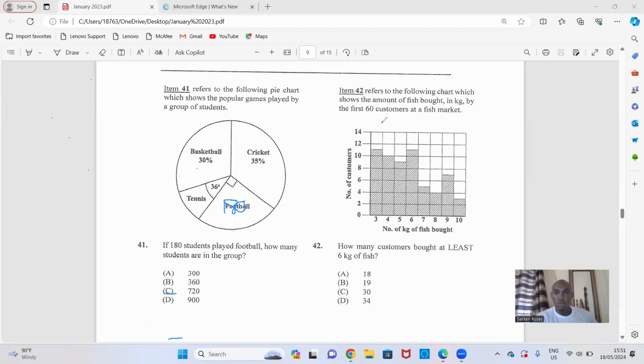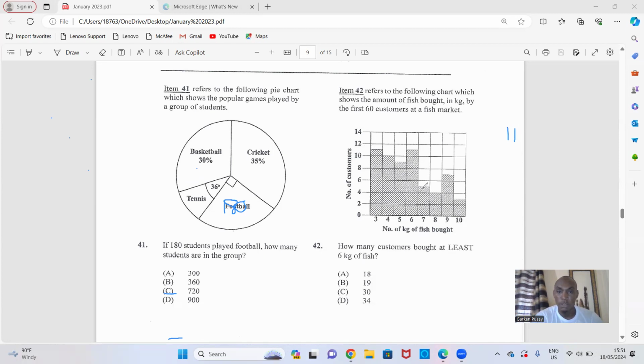Question 42, it says, item 42 refers to the following chart, which shows the amount of fish bought in kilograms by the first 60 customers at a fish market. So we have the number of kilograms of fish, and this is the number of customers. How many customers bought at least 6 kilograms of fish? So at least means we're going to include the 6. So if you look at this 6 kilograms, this is 11. So this falls between 10 and 12. So 11, we got 11 so far.